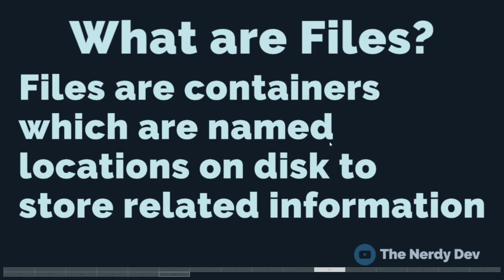So what are files? Files are containers which are named locations on disk to store related information. Since our RAM is volatile, we need some persistence layer to store the data permanently so we can later use the data as and when required. So now we know what a file is. Let us understand some typical steps that you need to follow in order to work with files.